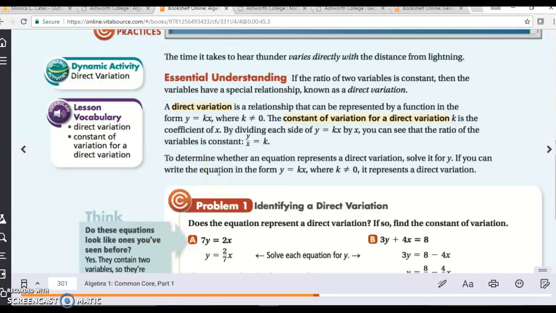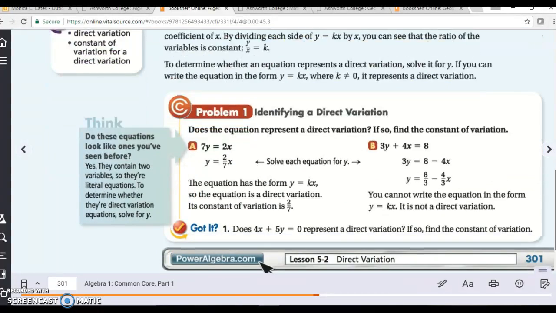To determine whether an equation represents a direct variation, you need to solve for y. If you can write the equation in the form of y equals kx and k does not equal 0, it represents a direct variation. So let's look at problem 1.